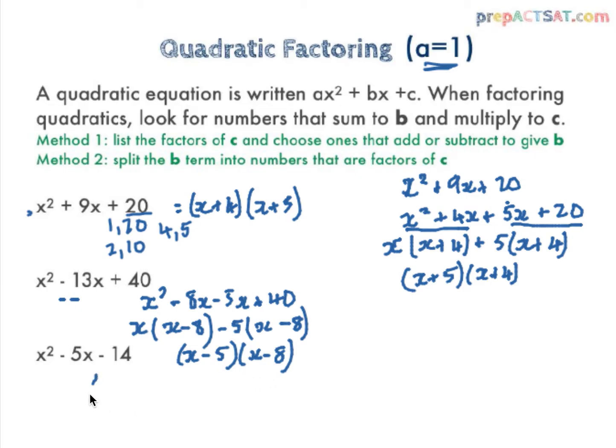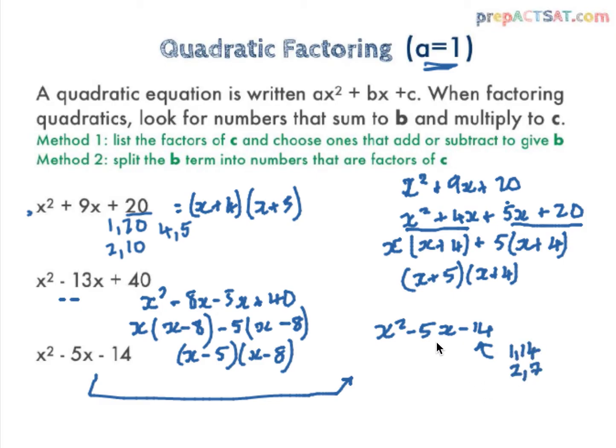Okay, this one, I'm just going to do this over here. I'm going to do this by method 1 again, just so you get to see both here. I'm going to list the factors of 14. This kind of works well because there aren't that many factors of 14. It's either 1 and 14 or it's 2 and 7. 2 and 7 have a difference of 5.